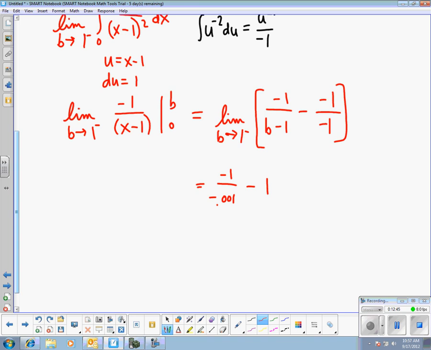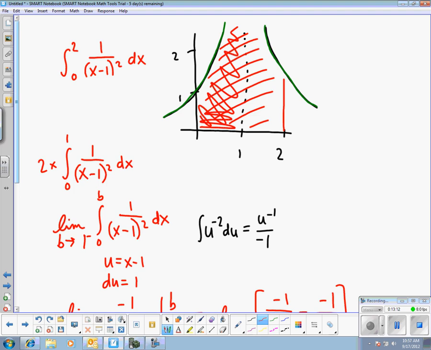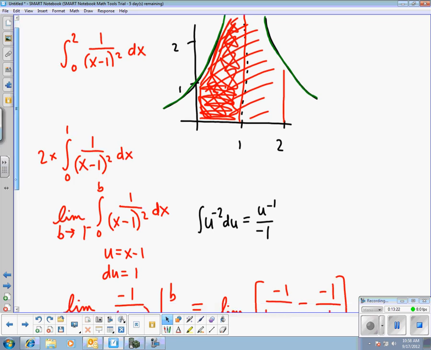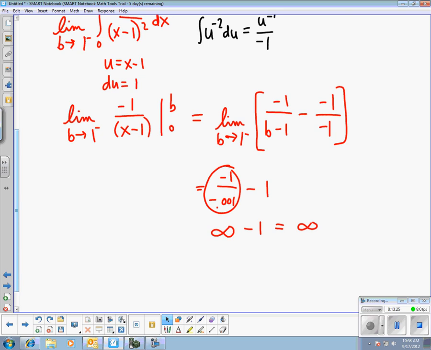As b gets closer and closer to 1, negative 1 over b minus 1 gets closer and closer to infinity. Okay, this right here is approaching infinity. It's positive because the top and bottom are both negative, and it is infinity because it's 1 over a tiny number. Okay, so long story short, that area is infinity. The area from 0 to 1, just this half here, all the way up, is an infinite amount of area. Okay, so if I throw the other side on, if I double that infinity, I still get infinity as my answer.